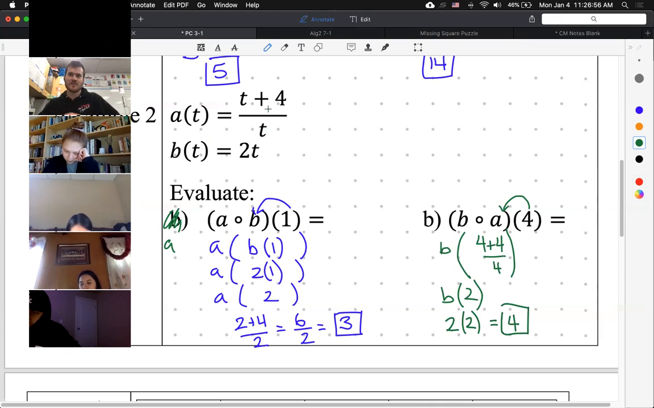And you could technically have a composition of multiple functions, more than 2. You could have like 3 or 4 or 5, like 20, whatever. That's just a composition of multiple functions.